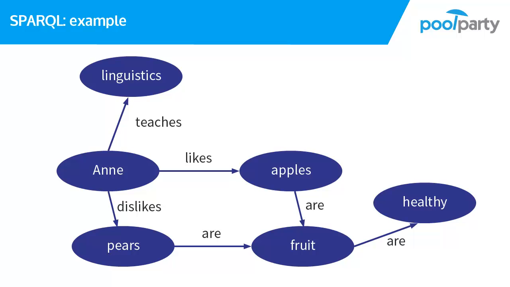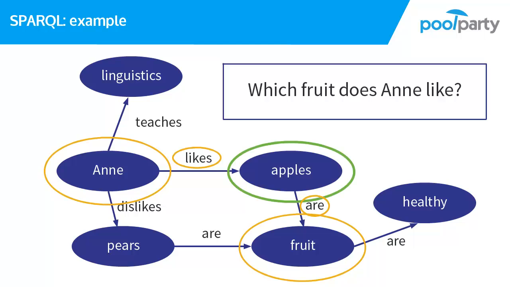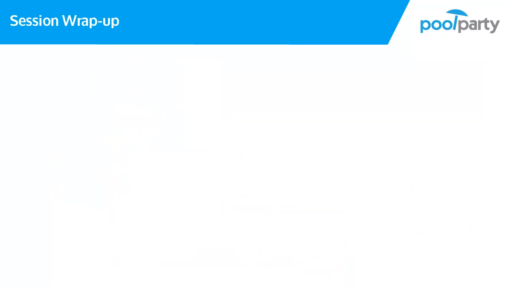As an example, we can ask for all fruit that Anne likes, which will be very easy to answer with a simple SPARQL query, despite the fact that Anne and fruit are never mentioned together in one statement. This is because the data is linked. There is a clear connection between Anne and fruit that we can use for querying.